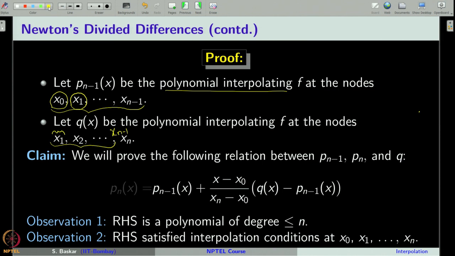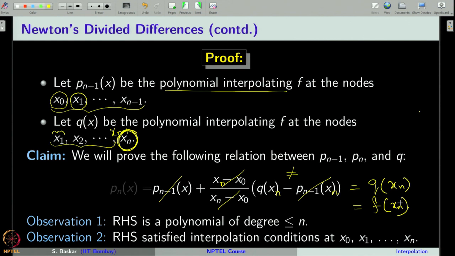Well, if you take x equal to xn, you will see that this gets cancelled and you have Q of xn, Pn minus 1 of xn, they need not be equal. Therefore, this may not become 0, no problem, but this will get cancelled with this and you will have Q of xn, and you see Q is an interpolating polynomial at xn also, therefore, that will be equal to f of xn. So, even at xn, this polynomial is satisfying the interpolation condition. Therefore, the right hand side polynomial actually satisfies all the interpolation conditions. That is what we have shown.